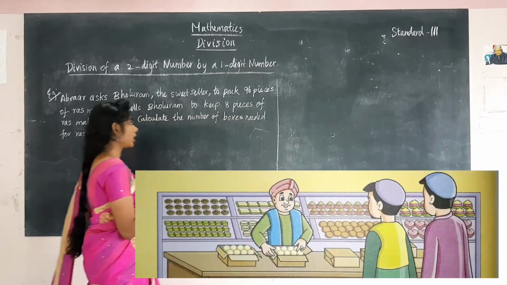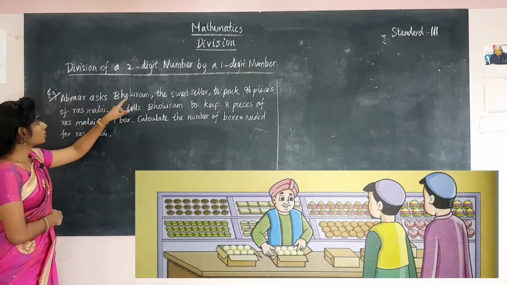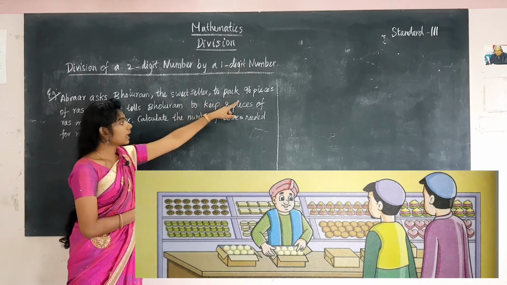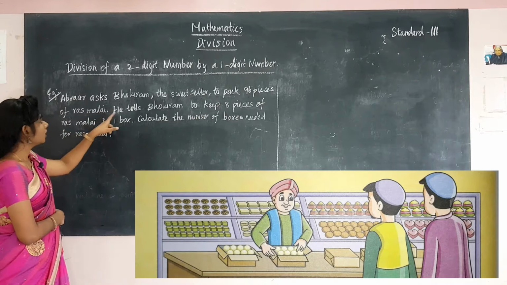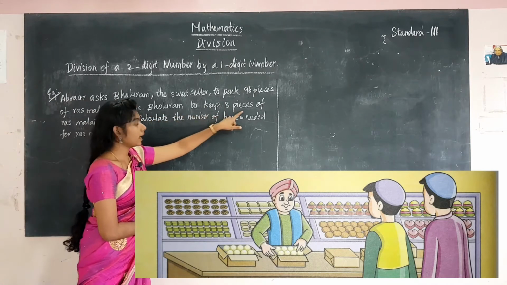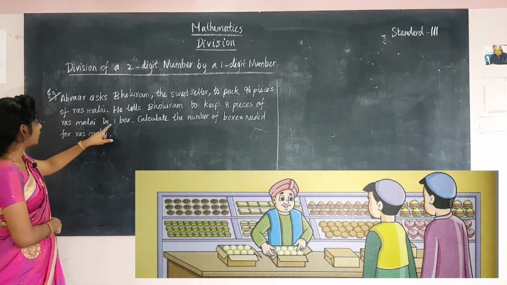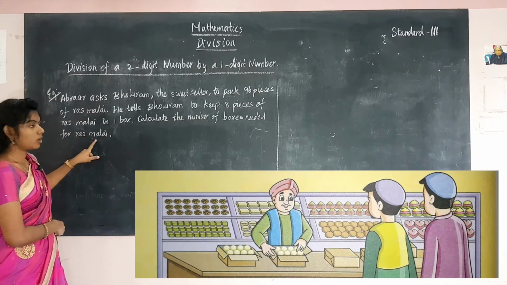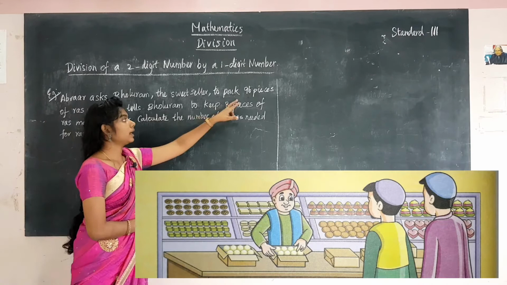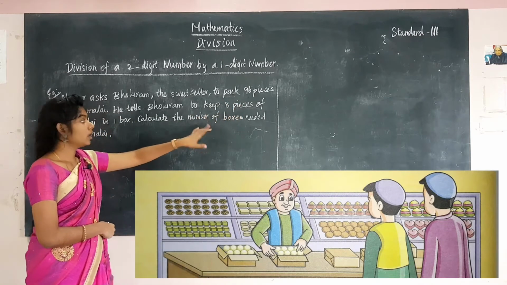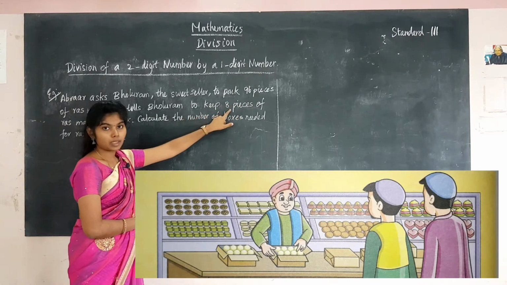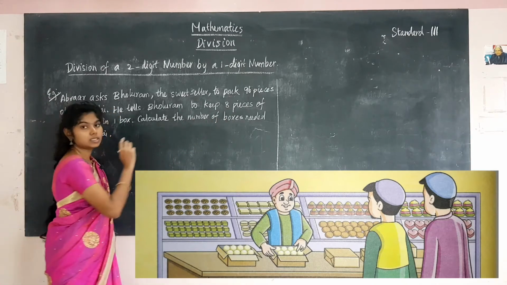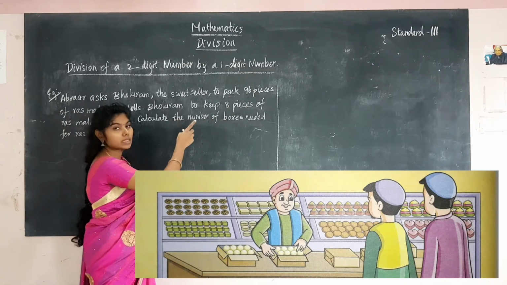They went to a sweet shop. Abrar asked Boluram, who is a sweet seller, to pack 96 pieces of rasamali. He tells Boluram to keep 8 pieces of rasamali in one box. Calculate the number of boxes needed for rasamali. In one box 8 pieces can be kept, so we are going to find the number of boxes needed to pack all 96 pieces.